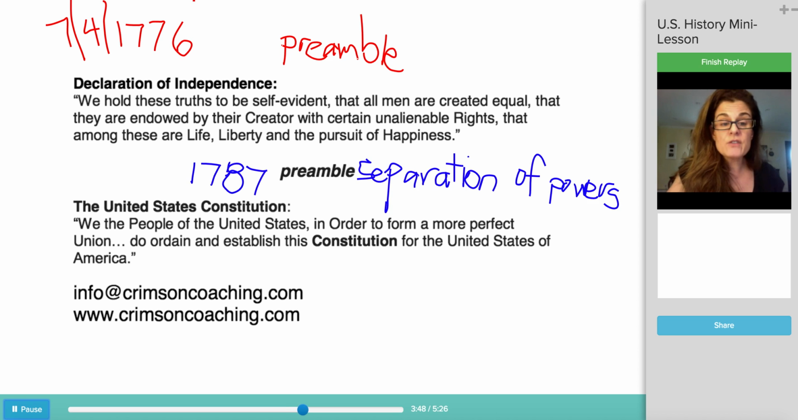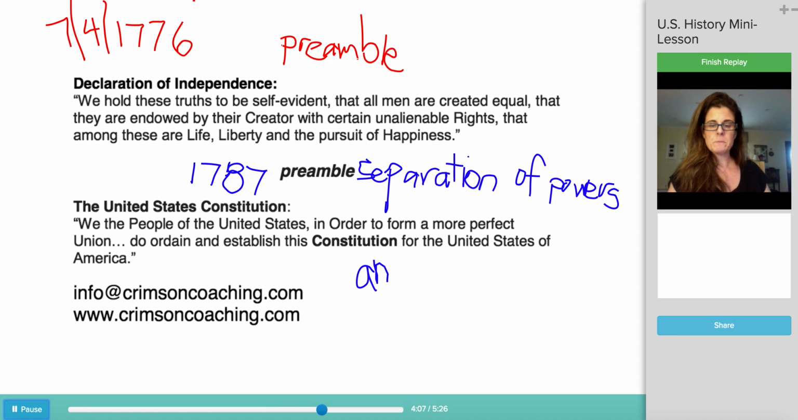And the founding fathers could not possibly have envisioned every role that the government might need to assume. Therefore, they included in one of the Constitution's 7 articles or sections a way to amend or change. Amend is just a fancy way of saying change the Constitution.